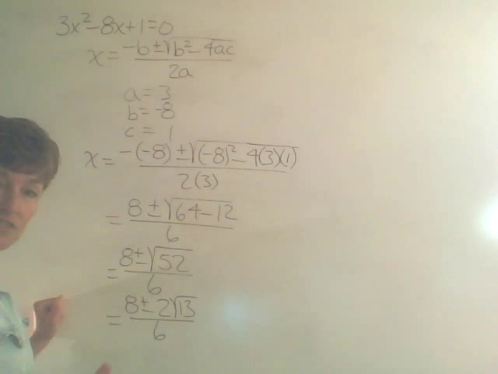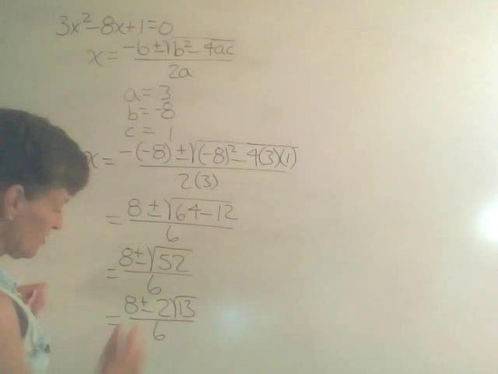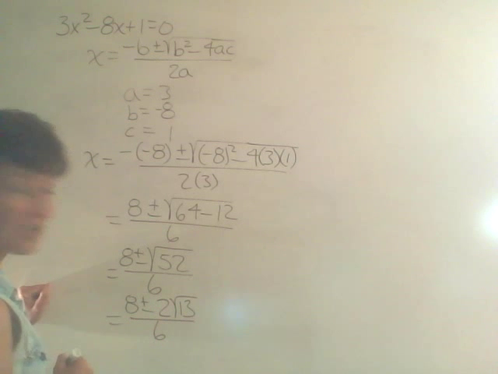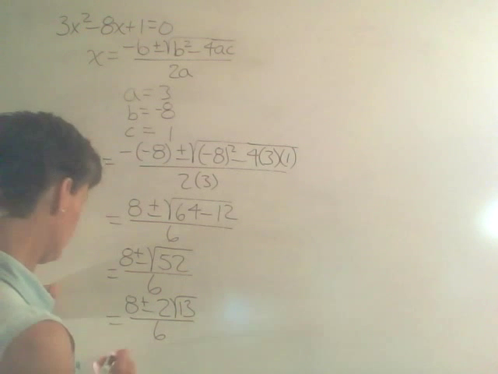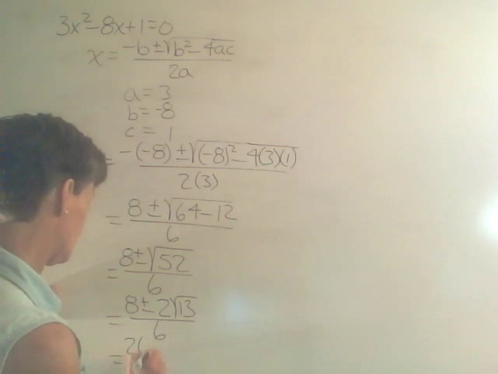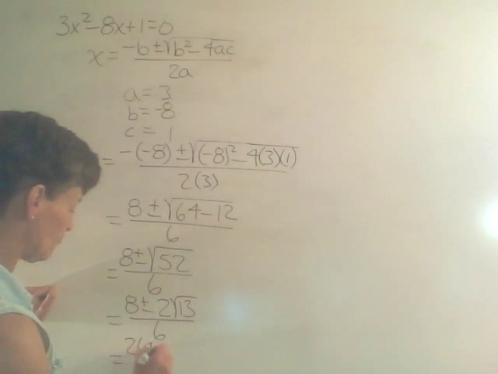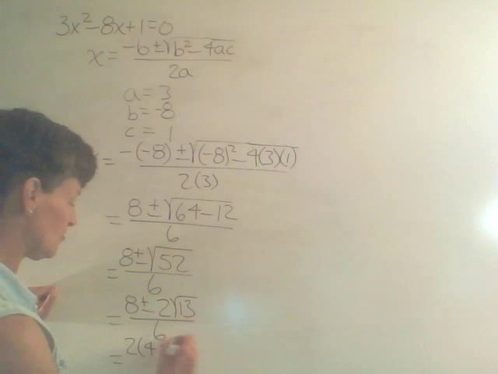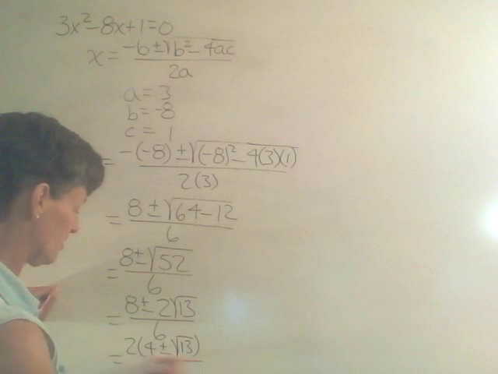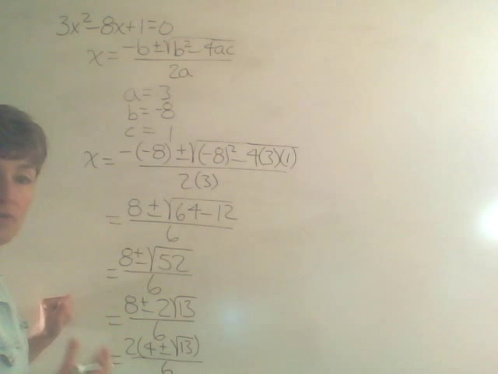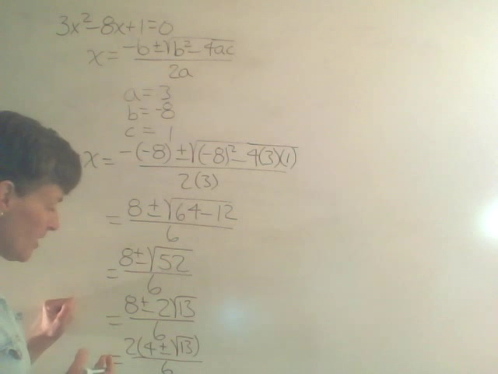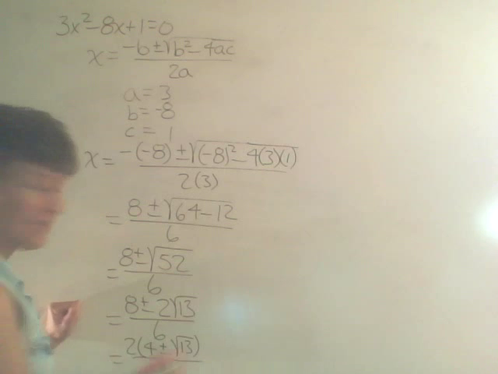One more thing I need to do is reduce my fraction. So I can see that I can factor a 2 out of the numerator. All right. And when I factor a 2 out, I have 4 left here, and then plus or minus, and then just the square root of 13 left here, over 6. Now you always want to factor before you start canceling things.